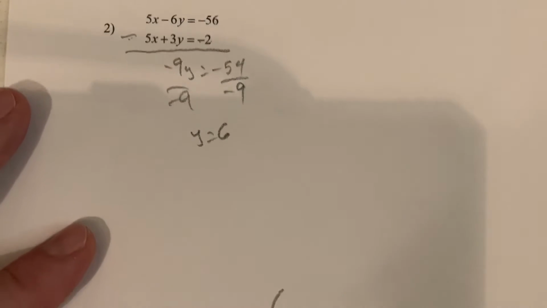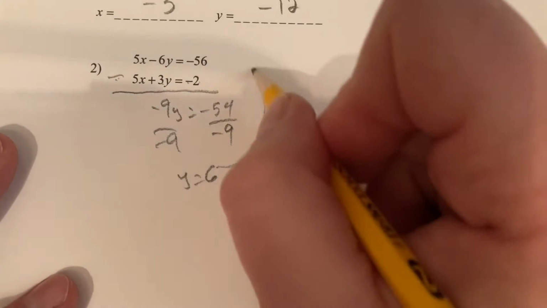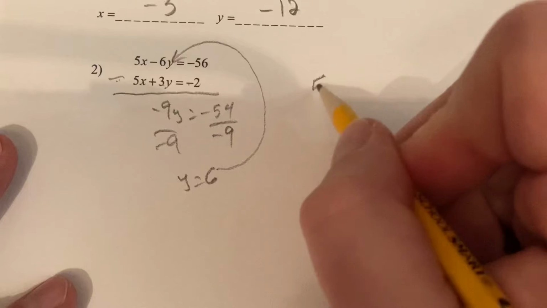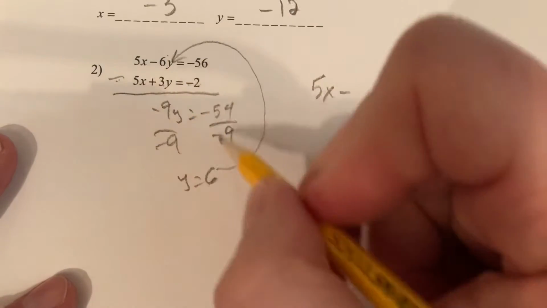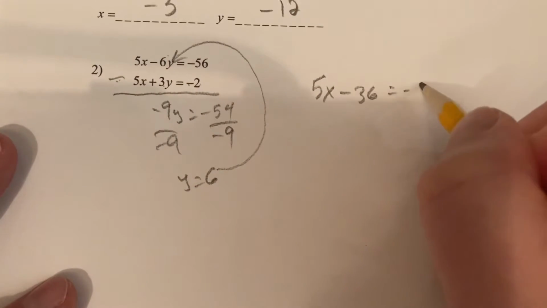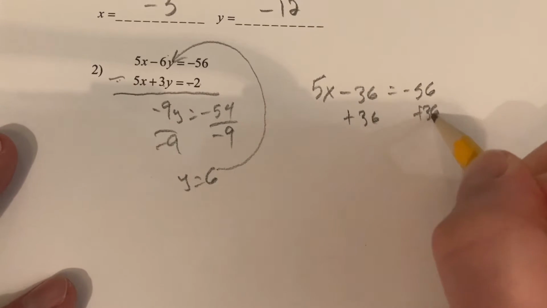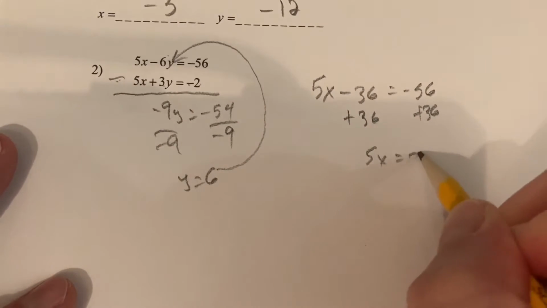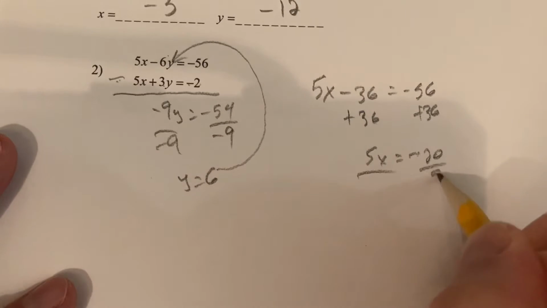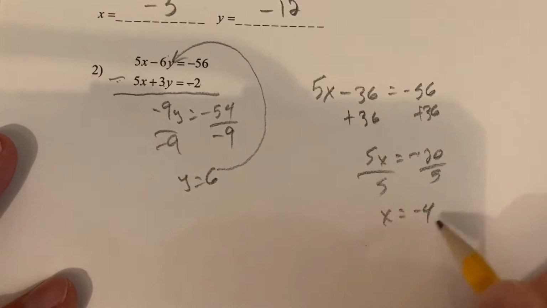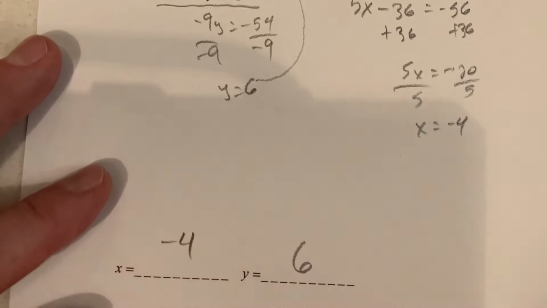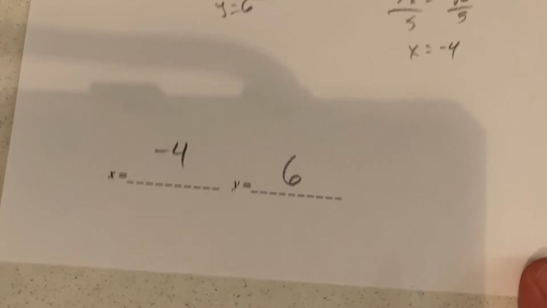Okay. Now let's take that 6, put it in for y. This is going to give us 5x minus 6 times 6 is 36 equals negative 56. We're going to add 36. So 5x equals negative 20. Divide by 5, and we get x equal to negative 4. That's our x value. Okay, so just trying to practice a little bit of that.